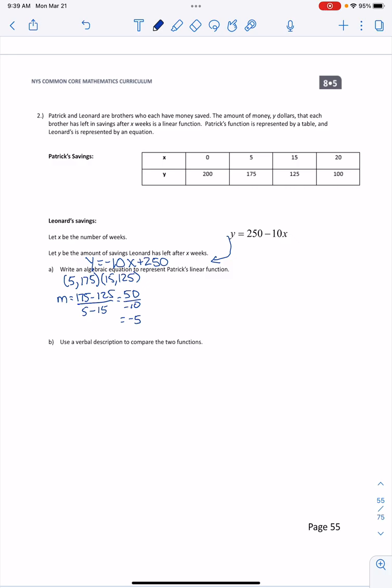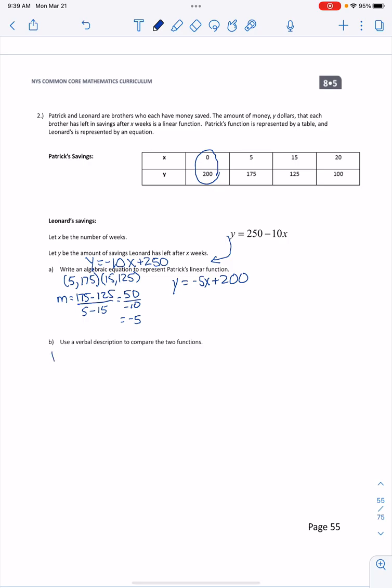So doing that, if you look here, this gives us our y-intercept, okay? So that y-intercept then, we have y equals negative 5x plus 200. And that is our equation. So it says use a verbal description to compare the two functions. Well, the two functions are this.